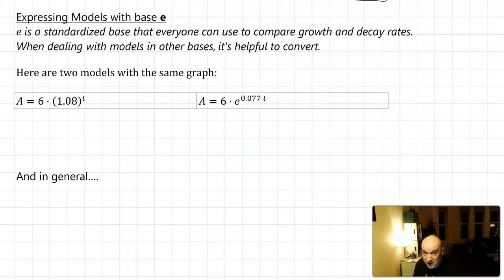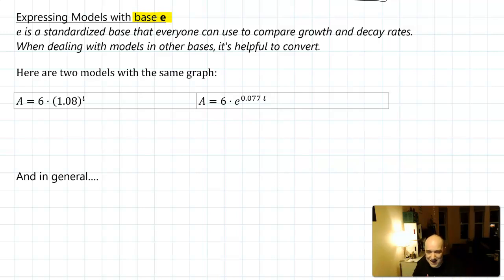So the final thing we want to talk about in this section is how to change the base of your model and express it with a base of e. The reason we might do this is that e is like a standardized base that everyone can use to compare growth or decay rates, so that when you publish a scientific paper and someone else on the other side of the country publishes a different scientific paper, you don't have different bases that are hard to compare. If we all use base e or know how to convert things to base e, then we're all communicating in the same way, and that's really important.